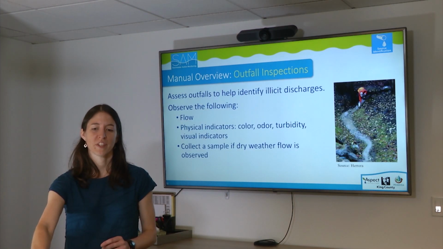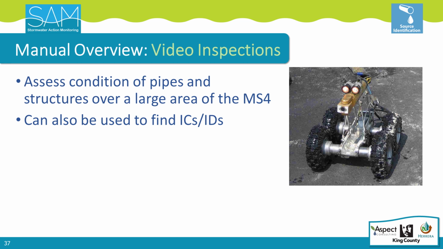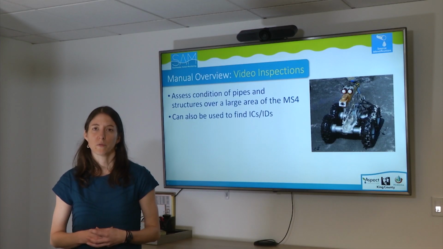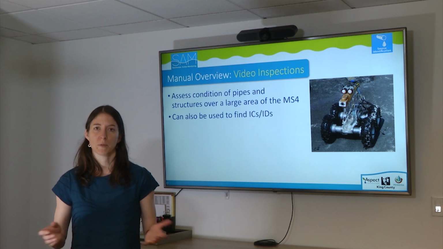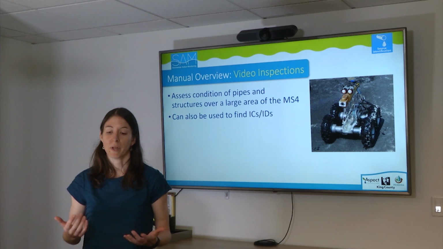All right, and our fourth field screening methodology is video inspections. What this is, is assessing the condition of pipes and structures over a large area of your MS4. This is often done as part of an asset management program, so taking a look at your pipe condition throughout your system. And as part of that, you can also look at your illicit connections and illicit discharges. Generally, illicit connections are fairly easy to find in pipe inspection, just because you're looking at your pipe system and you may see illegal taps or other things coming in that you may not know were there.